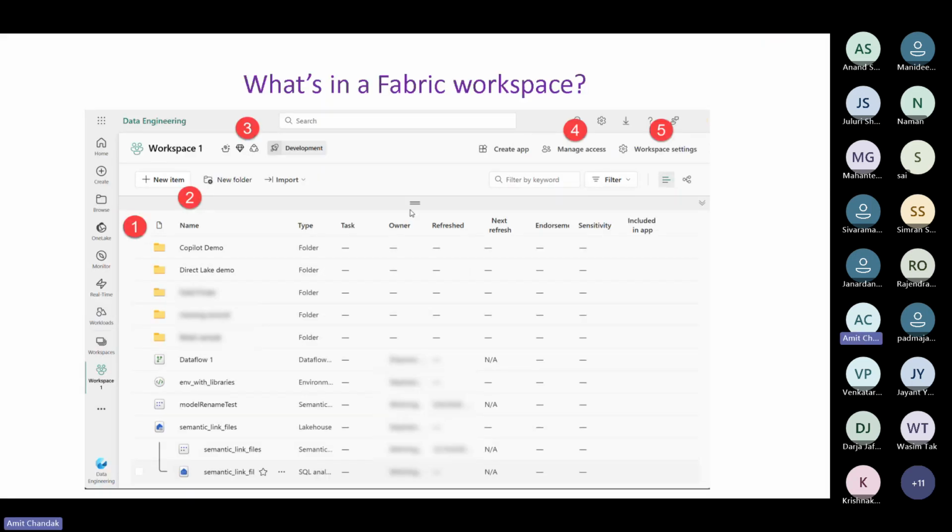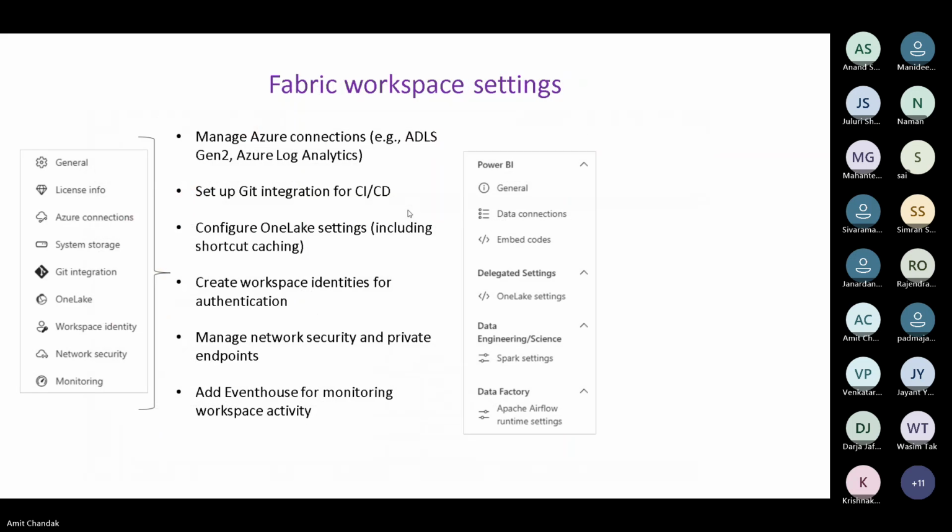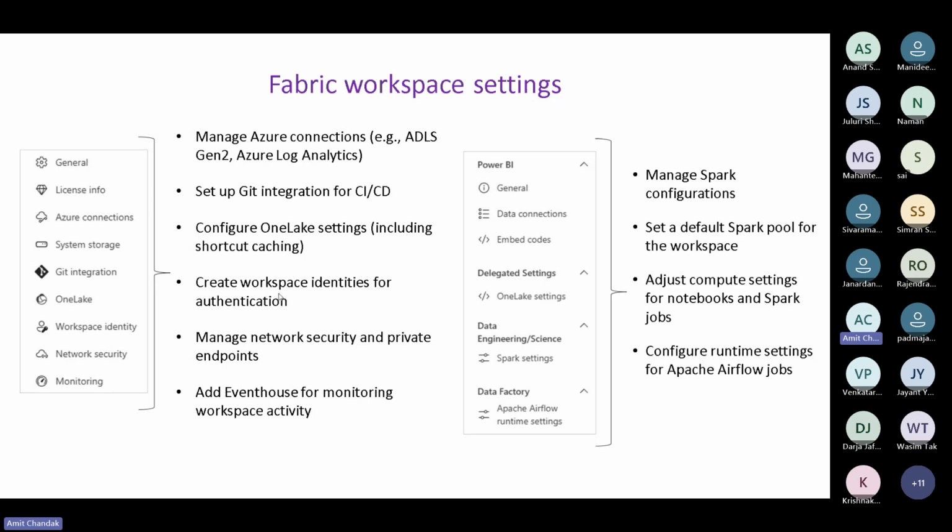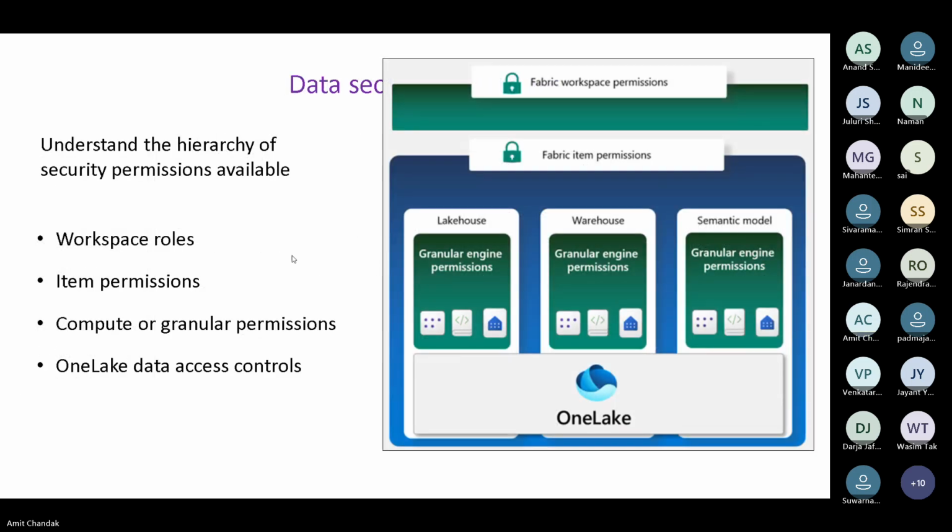So these things we have seen. And these are some of the settings which I've already shared with you. Workspace settings for Azure, setup gate, configure OneLake settings, etc. I've shown you. Again, the second set of settings. Now, some of the things which we left out is this Apache Airflow runtime settings, and you can have the embed code settings and Spark pool settings, which you can further explore. Okay.